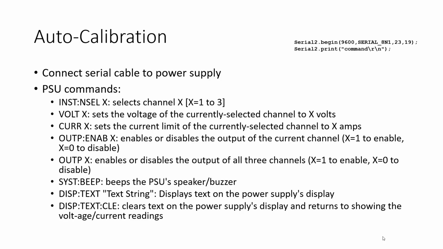Right, and then the command set is here. If you type inst:nsel x, you can select a channel. These guys have 3 channels. I think the first 2 channels can go up to 30 volts. The third channel goes only to 5 volts, but for the most part you obviously want to use channel 1 or 2 because we want to go beyond 5 volts. This sets the voltage of whatever channel is selected. This sets the current limit. This command enables it.